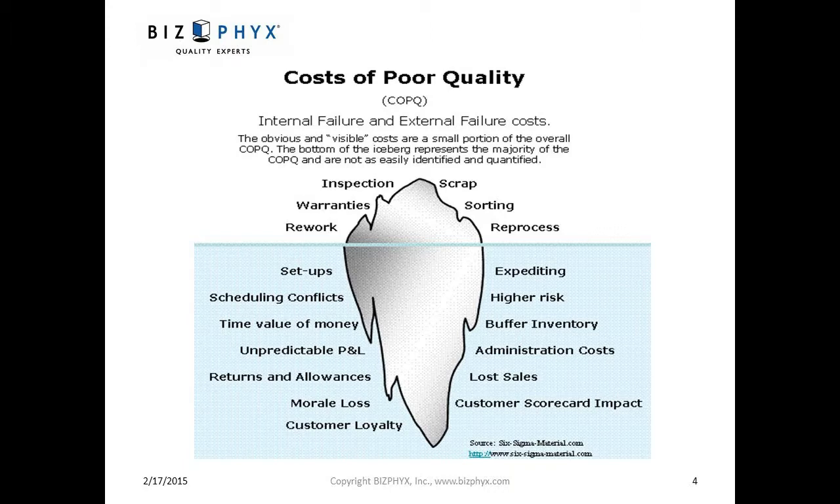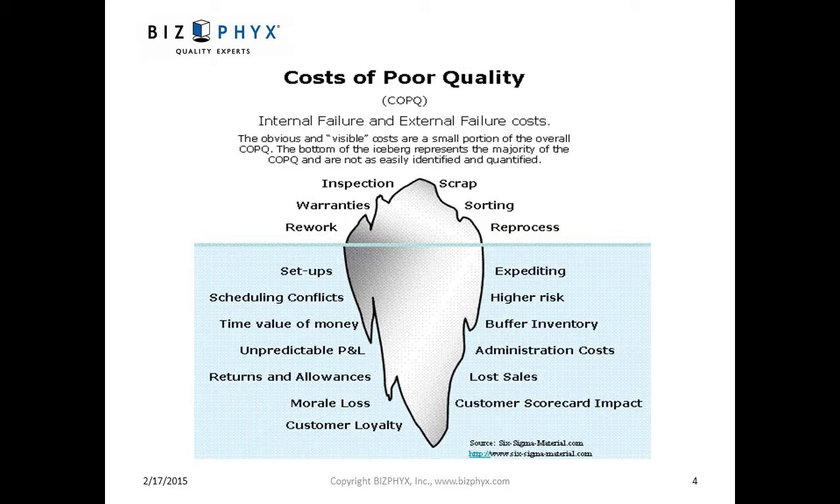I mentioned hidden costs. Quality costs are like an iceberg, where only 10% is visible above the water. In this iceberg example, the hidden below the surface costs can have a far greater impact on the organization and its profitability and customer relationships than the obvious costs. You may not be measuring those visible, obvious costs, scrap, sorting, reprocess, rework, but I'm sure you're aware of them. You're aware of failure costs, I'm sure.